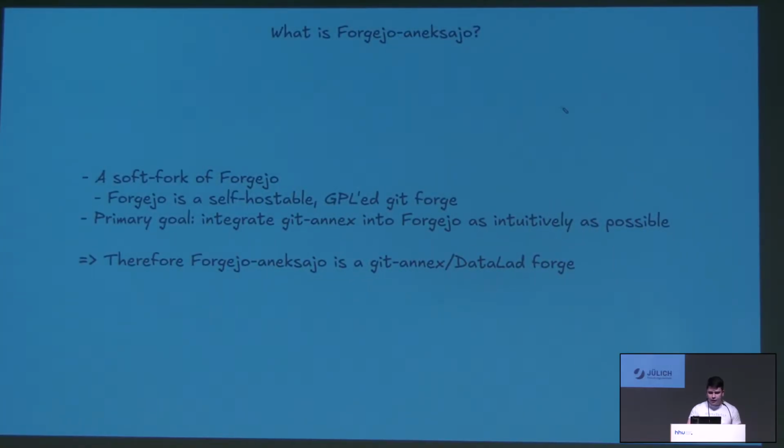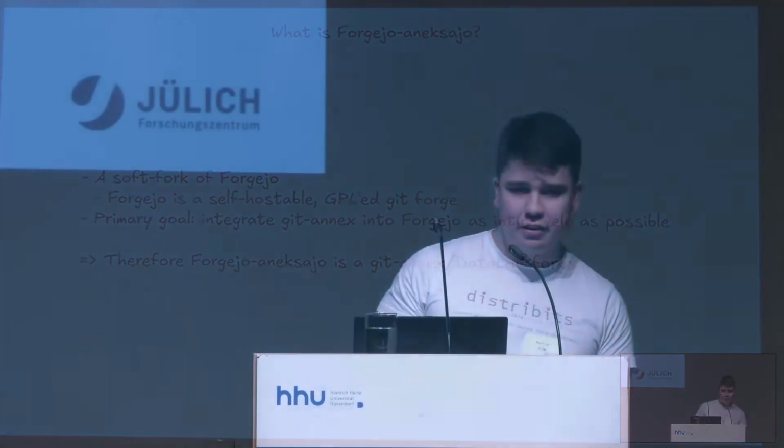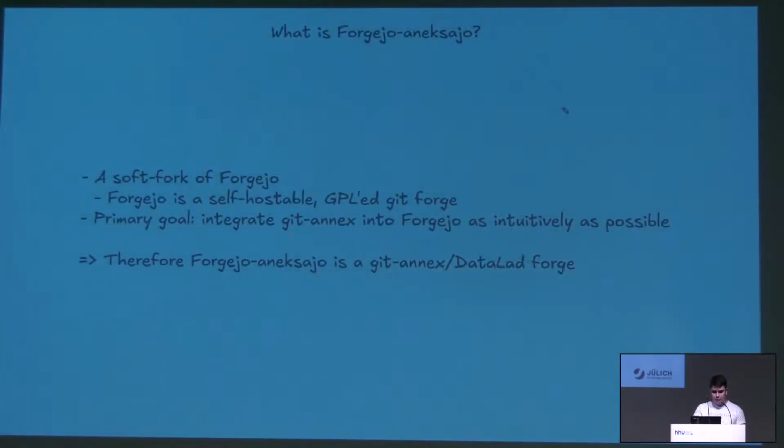So that brings me to the point, what is Forgejo-aneksajo? It is essentially just a soft fork of Forgejo. Forgejo is a self-hostable GPL licensed Git forge. If you've not heard of Forgejo before, but of Gitea or Gogs, those are predecessors. So Forgejo forked from Gitea and Gitea forked from Gogs. And Gogs was the OG open source clone. I think it started as a clone of GitHub essentially back in the day. The primary goal of the project is just to integrate git-annex into Forgejo as intuitively as possible. And that sums it up pretty well.